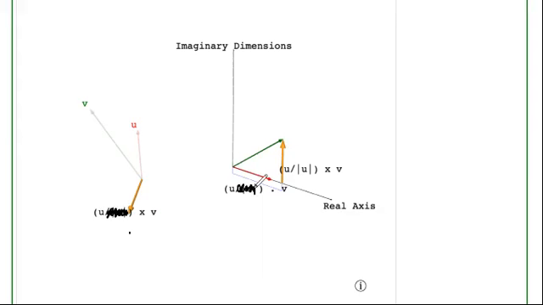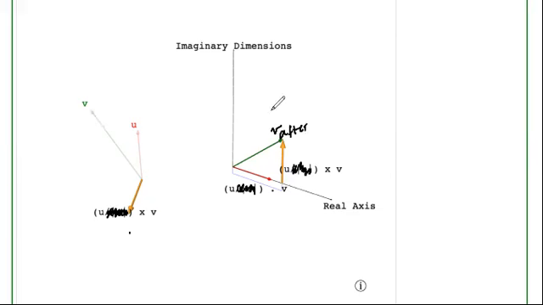And all right, see what u cross v is? It's actually the length of the projection of v, the image of v after the rotation. So this is after v has been rotated. This is before v is rotated. This is after. So maybe like v after.